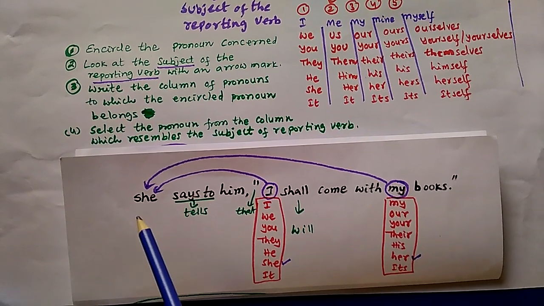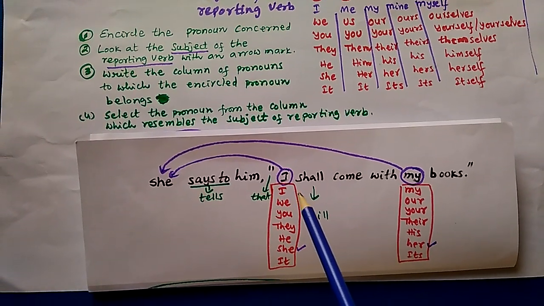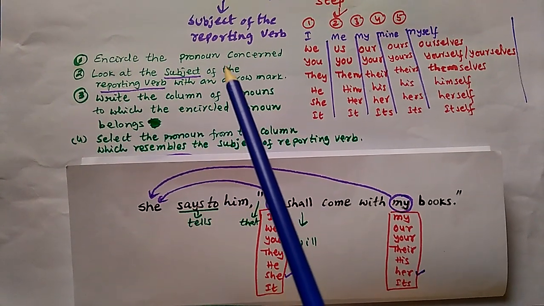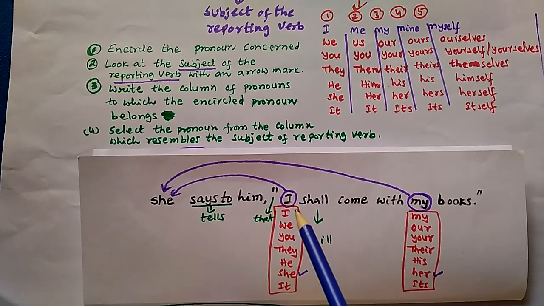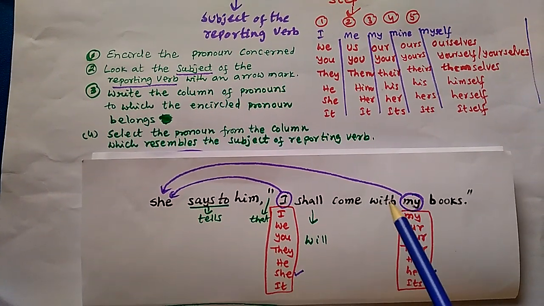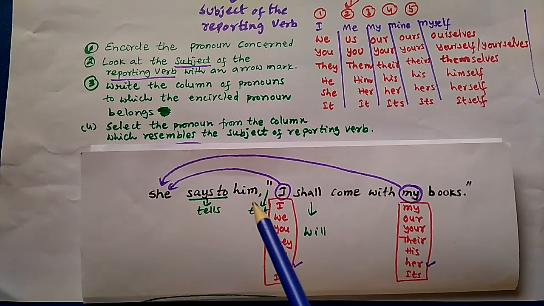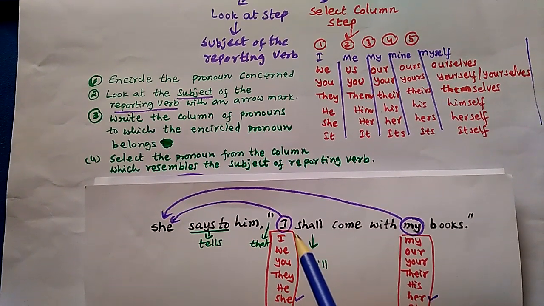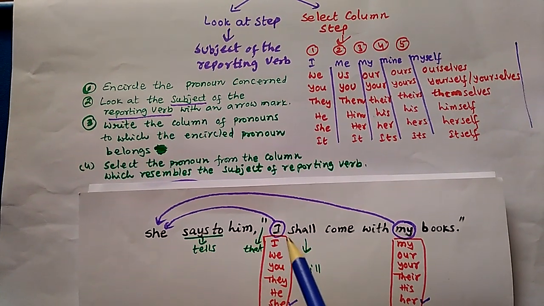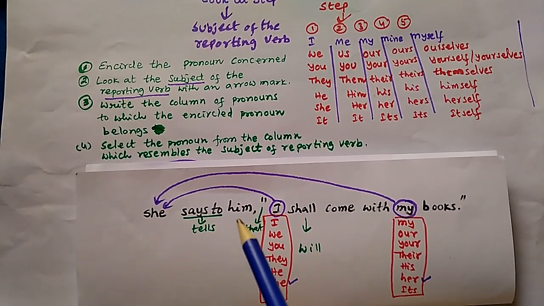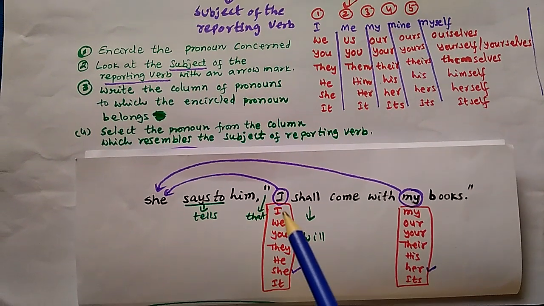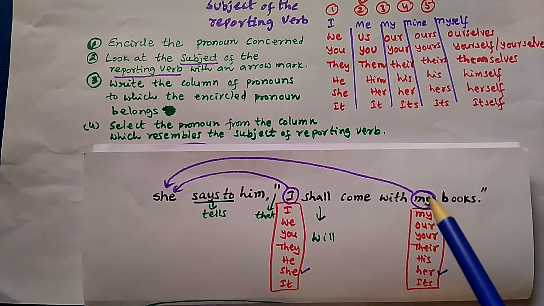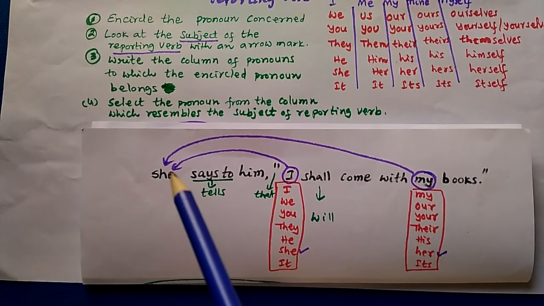And next example: she says to him, inverted commas begin, I shall come with my books. Here, the first rule is to encircle the pronouns. Here, I is encircled and my is encircled. And then look at the subject of the reporting verb with an arrow mark. Whenever we have I, me, my, mine, we have to look at the subject with the help of an arrow mark. So I is encircled and we have looked at the subject with an arrow mark, and my is encircled and we have looked at the subject with an arrow mark.